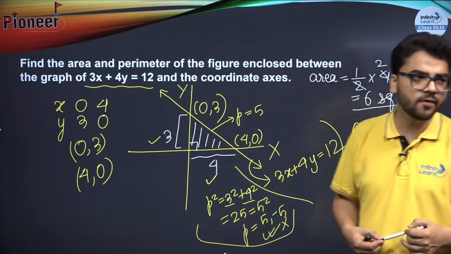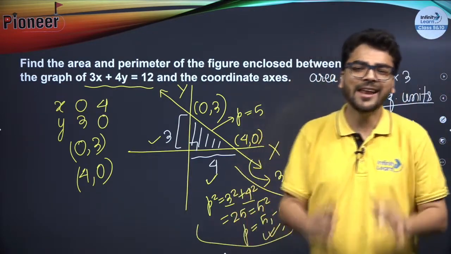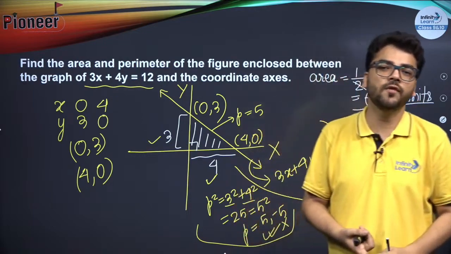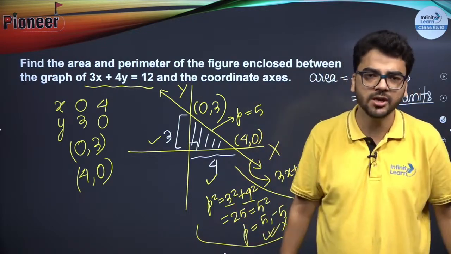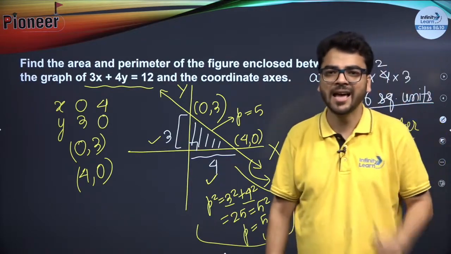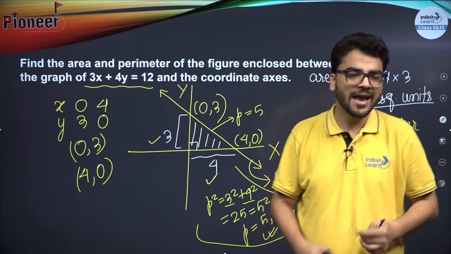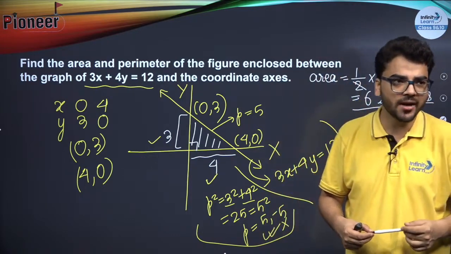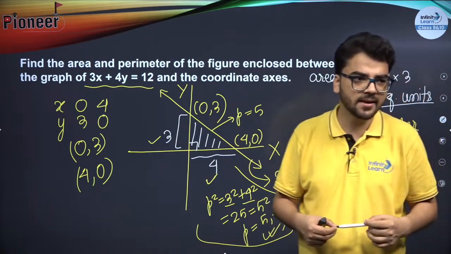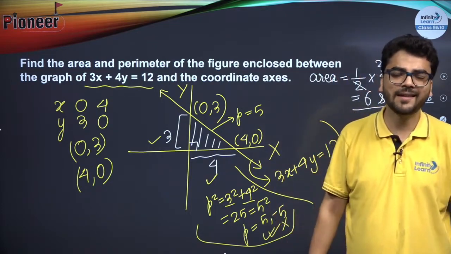I hope it is clear to every student in this session. Any doubt in this session? How to make the graph of this linear equation in two variables, how to find the area and the perimeter of the figure enclosed between the graph of this linear equation in two variables and the coordinate axis. Is it clear, guys? Just confirm in the chat. PVN, Vinod, RN, Parna, is this clear? Abhimanyu? Any doubt to anybody?